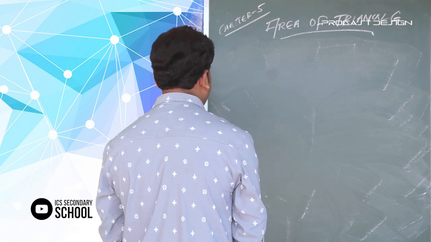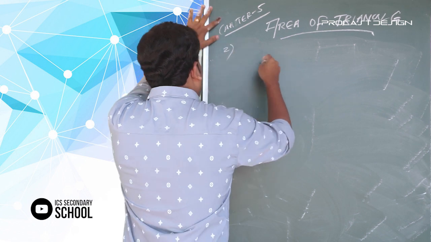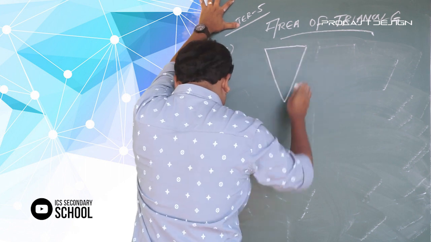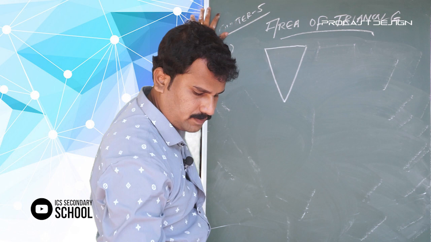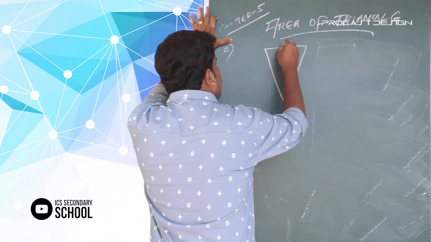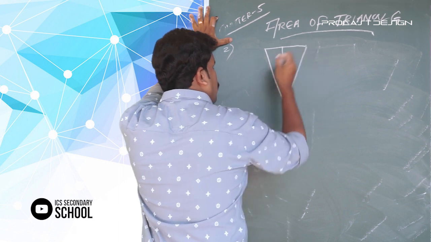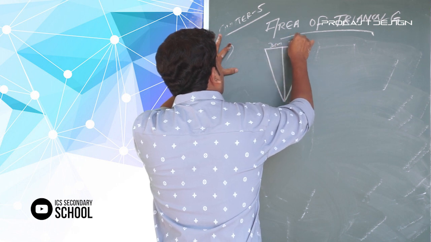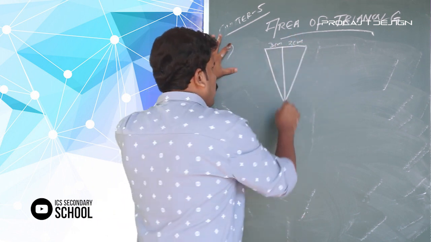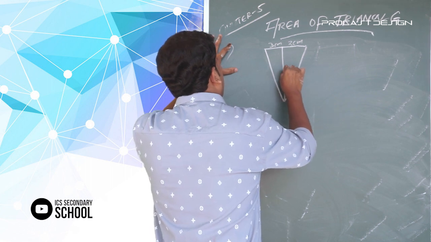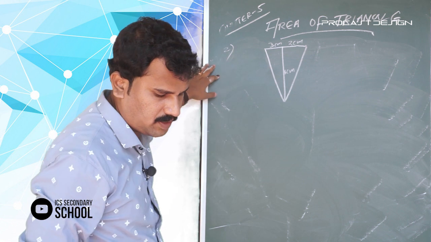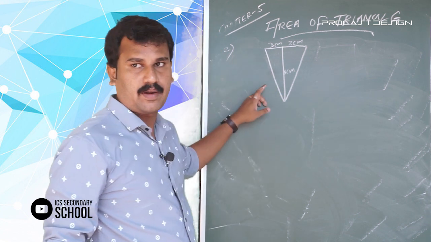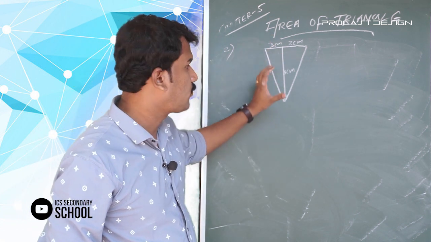The next: calculate the area of the given figure. Three centimeter, 2 centimeter, then 6 centimeter length, 6 centimeter. Then in this figure, calculate the area of the given figure.